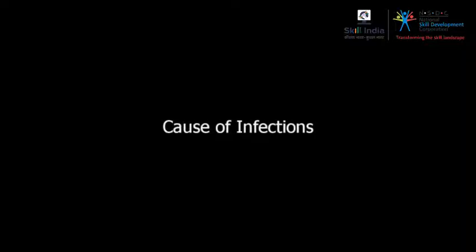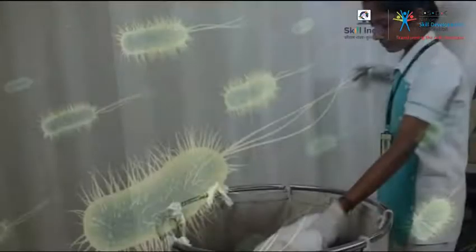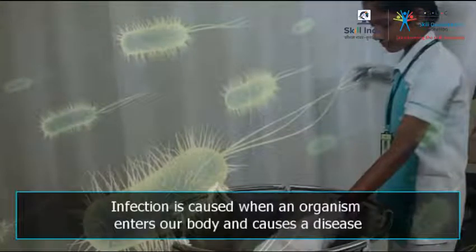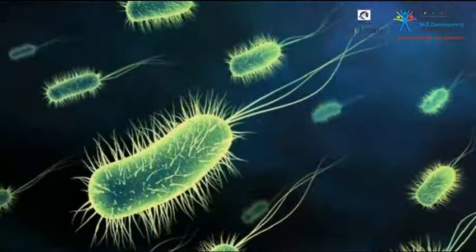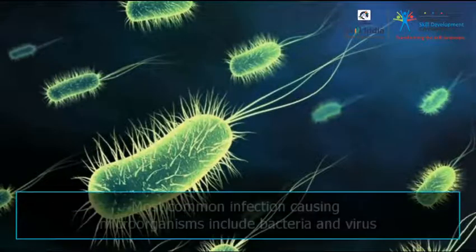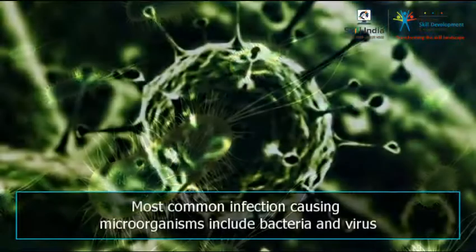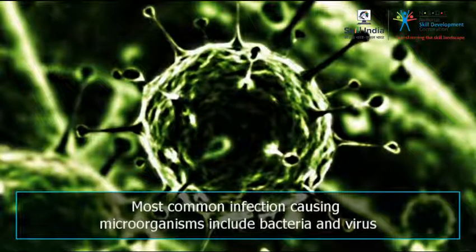Cause of infections. An infection is a condition where an organism enters our body and causes a disease. Such organisms that enter our body cannot be seen by the eye and are termed as microorganisms. There are different types of microorganisms that enter our body. The most common infection-causing microorganisms are bacteria and virus.